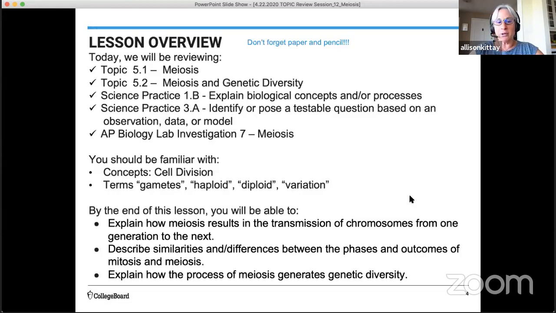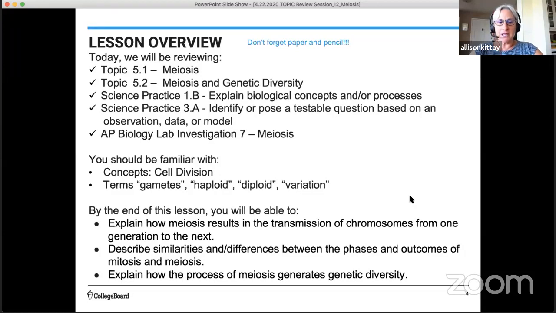And we're also going to be looking at the meiosis part of Lab Investigation 7 from the AP Biology Lab Manual. You should be familiar with concepts of cell division. If you tuned in yesterday, we focused on mitosis and the cell cycle. You should also be familiar with the terms gametes, haploid, diploid, and variation.